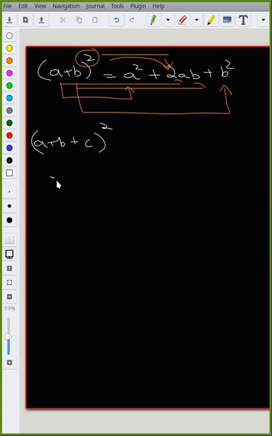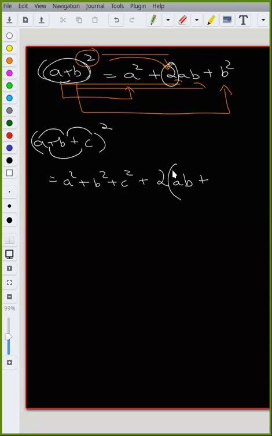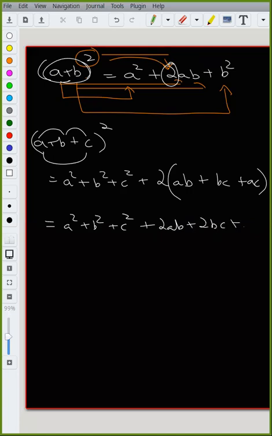First thing, square all the terms, like what we did here. Plus 2 times the product of 2 terms. So we take the product of the first 2 terms, which will be AB, plus the product of these two terms, BC, plus the product of these 2 terms, which will be AC. This can also be written as A squared plus B squared plus C squared plus 2AB plus 2BC plus 2AC. Either of these 2 is correct.